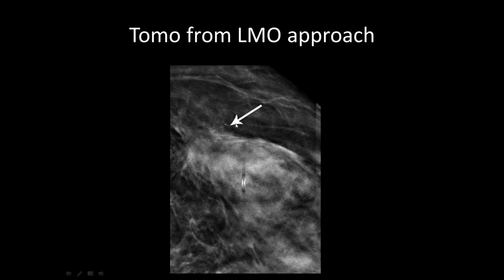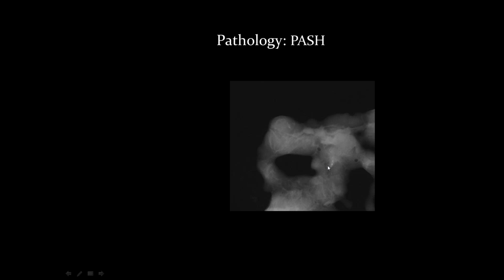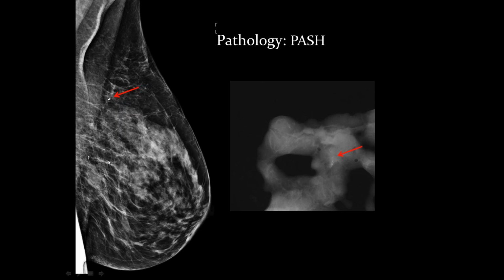So we aborted to do a Tomo from an LMO approach. You can use these oblique, any variation of the mammographic positioning you can do. And we get the calcium, and it turned out to be PASH. And here's our clip.